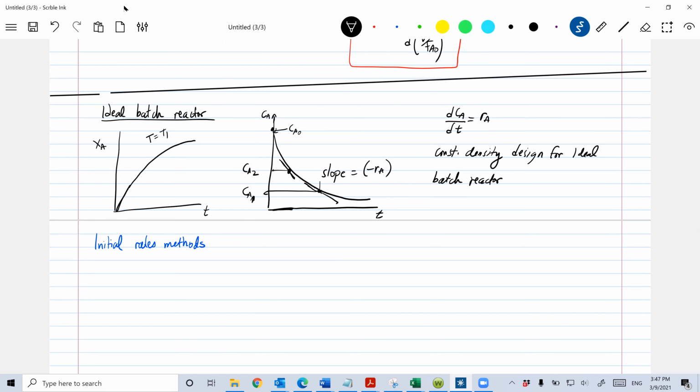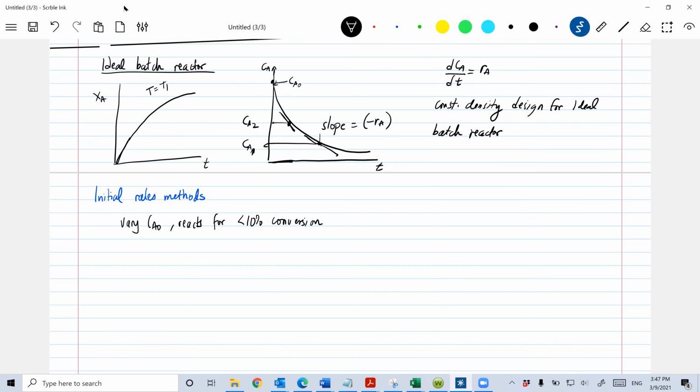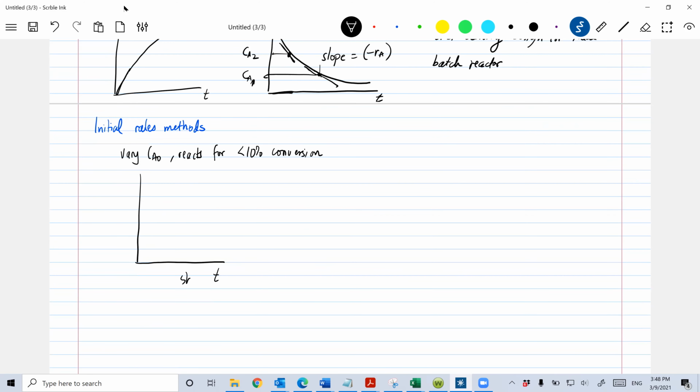So let's say you vary CA naught over a certain range, and then you react for less than 10% conversion, which you can calculate with standards. Then you would get a plot like this, where this is time. So it's very short times. These are short times.